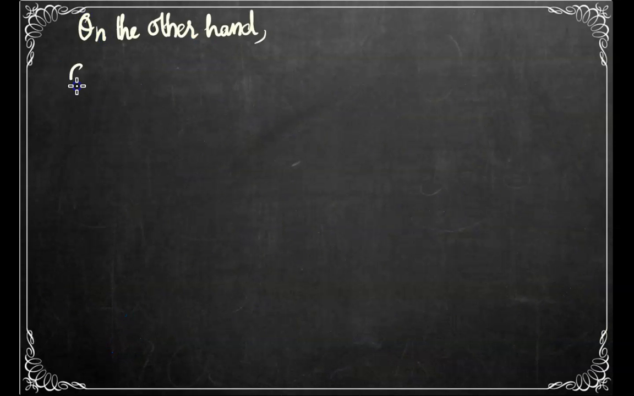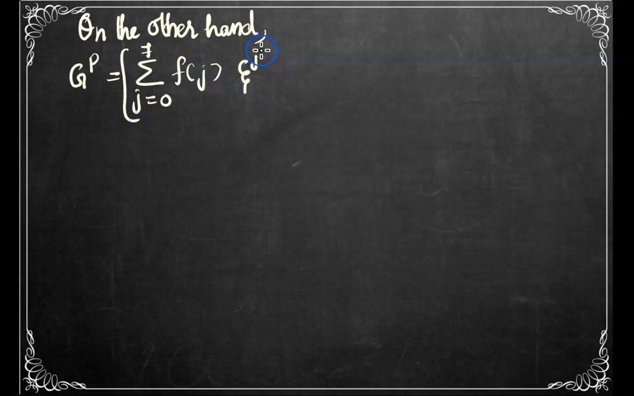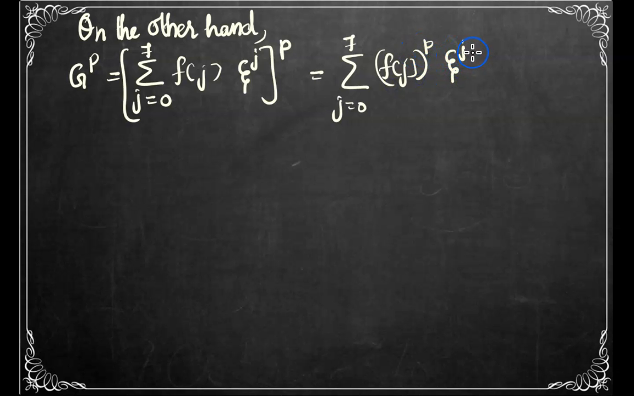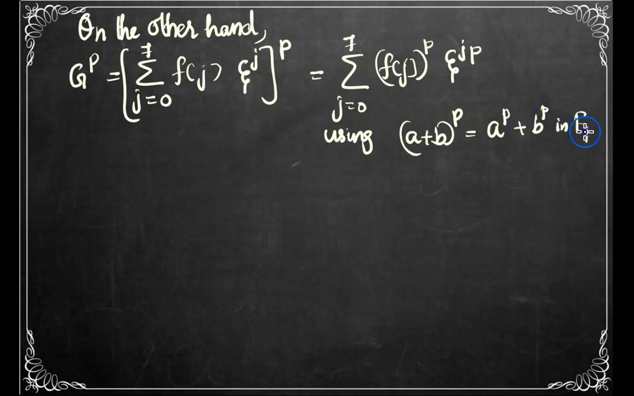On the other hand, G raised to P, which is equal to summation over J varying from 0 to 7 f of J into zeta raised to J whole raised to P, which can be expressed as summation over J varying from 0 to 7 f of J raised to P into zeta raised to J whole raised to P, using the result A plus B whole raised to P is equal to A raised to P plus B raised to P in F_P square.